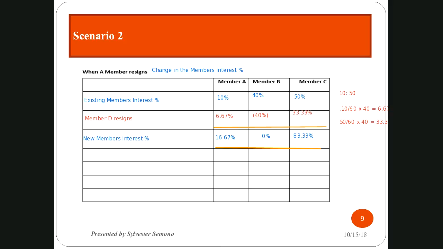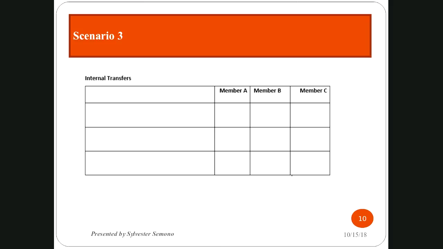So I think we can go to the next scenario, which is scenario number 3. If you can check scenario number 3, according to the scenario there, they say member B buys 20% of member C's interest in the CC. So we call this internal transfer. Okay. So again, I'm gonna calculate the change in the member's interest. And again, I'm gonna use the same system.